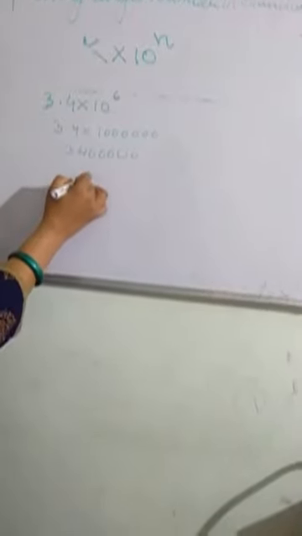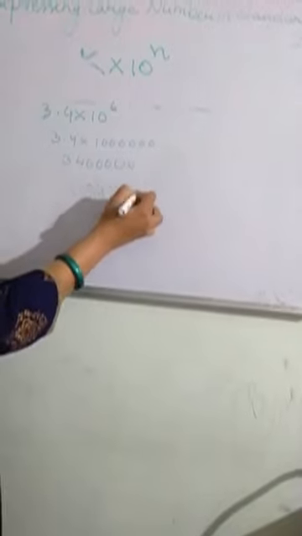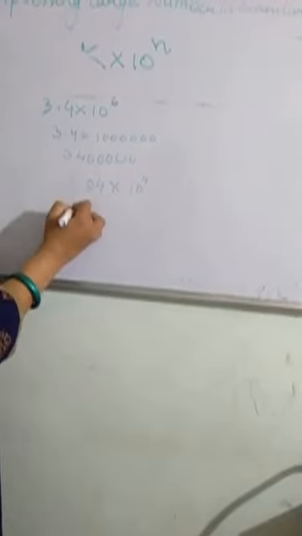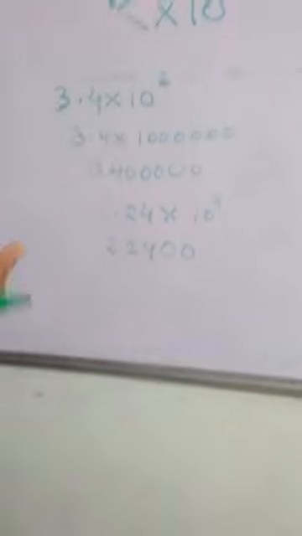Another example, 2.24 into 10 raised to power 4. So 2, 2, 4. Two digits are over here and 2 more digits are required. So this is 22400. Likewise we are converting the normal form into standard form and the standard form into the normal form.